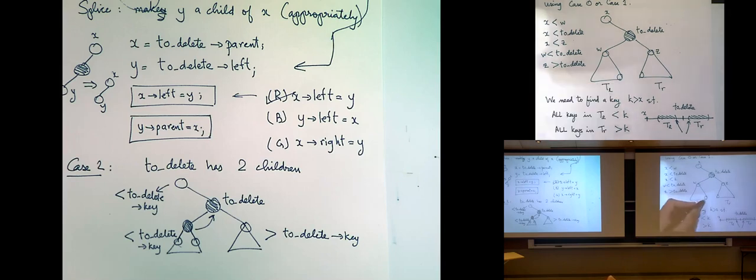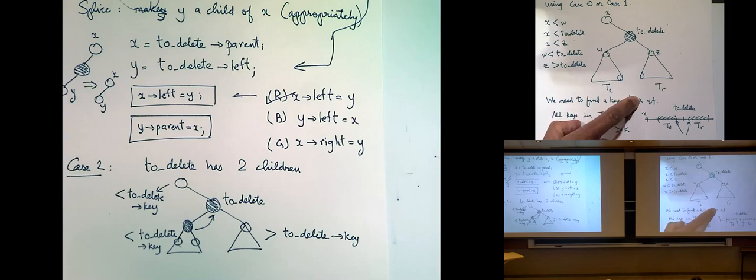The nice thing about that node is that it can only have one child, because you went all the way down to the right, so it doesn't have a right child. Which means you can delete that using case 1. This is a bit clever, right? So this makes sense.